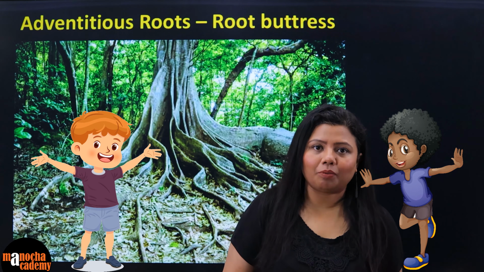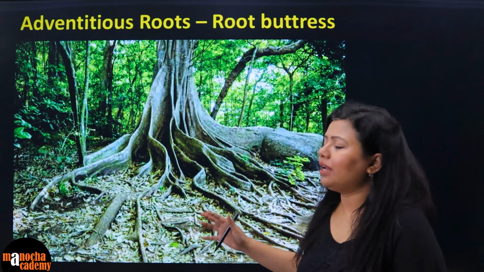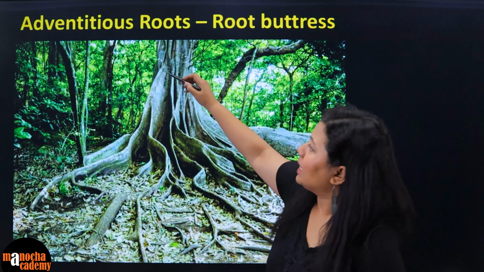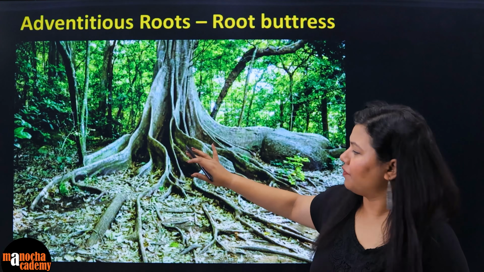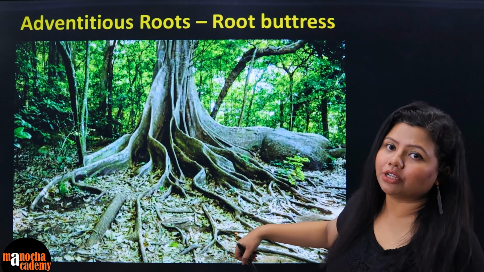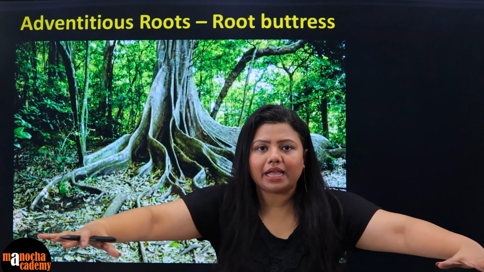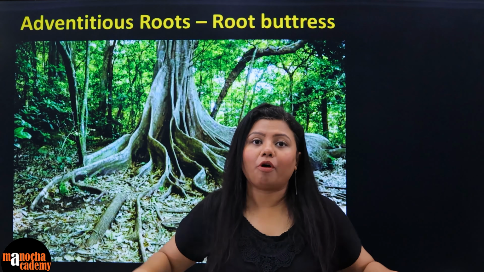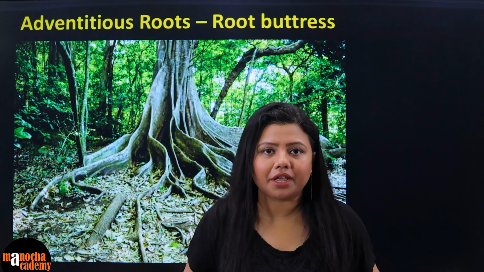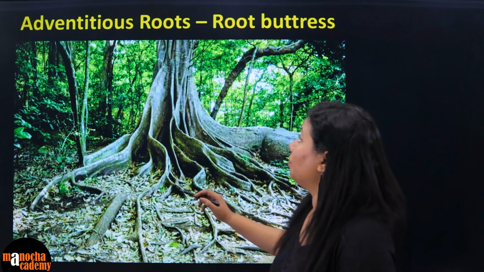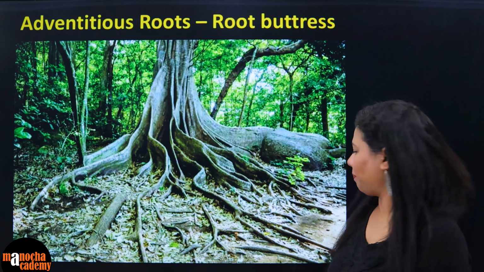Obviously, the second one. So similarly, in case of plants, we see that from the base of the stem, roots come out on the surface of the soil and then go into the soil, thereby making the base wider or broader, so that the entire plant gets more surface area to balance itself. These are known as root buttresses.